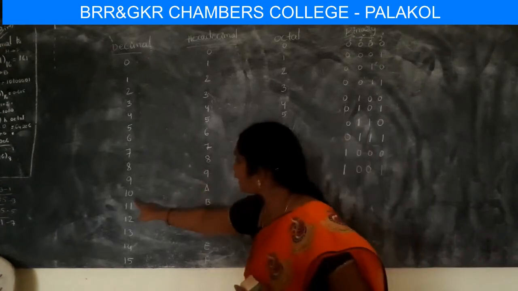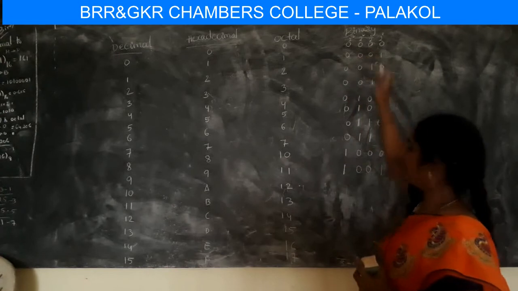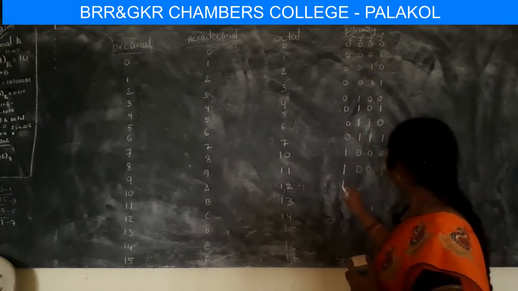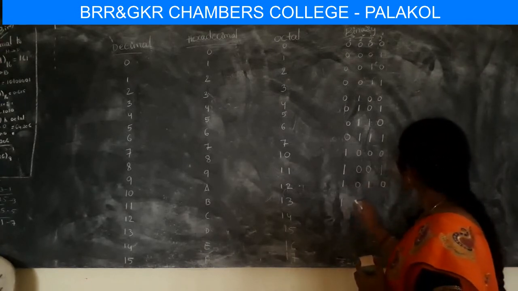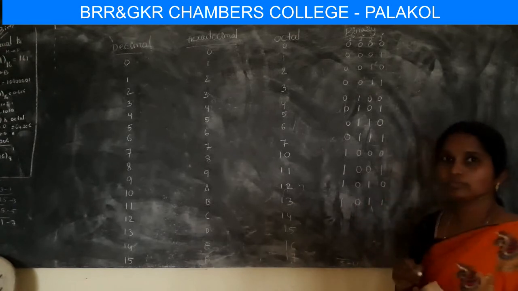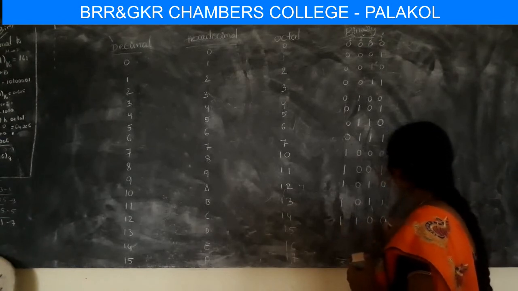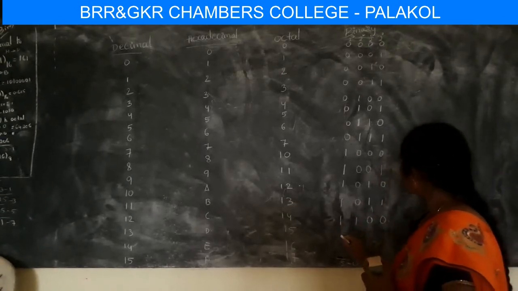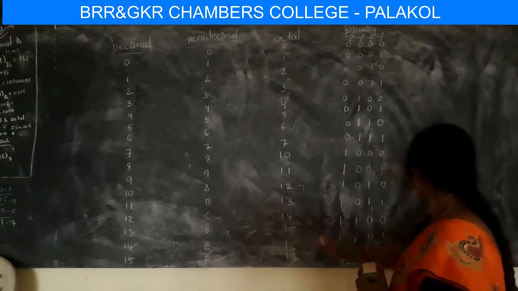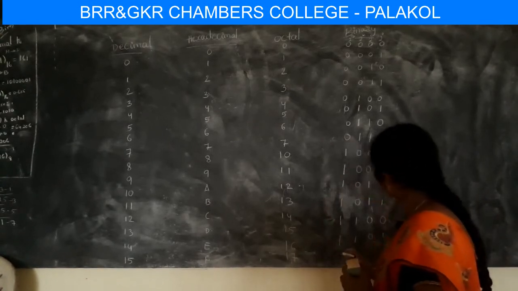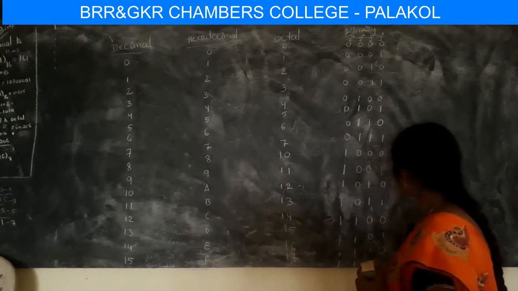And after that 10. So 10 is nothing but what? So here this is 8 and 2 power 1. So here 10 is 1, 0, 1, 0. And after that the 11. So 1, 0, 1, 1. And after that the 12 is 1, 1, 0, 0. And next one is 13. So 13 is 1, 1, 0, 1. After that 14, so here the 14 is 1, 1, 1, 0. So therefore the 15 is 1, 1, 1, 1.